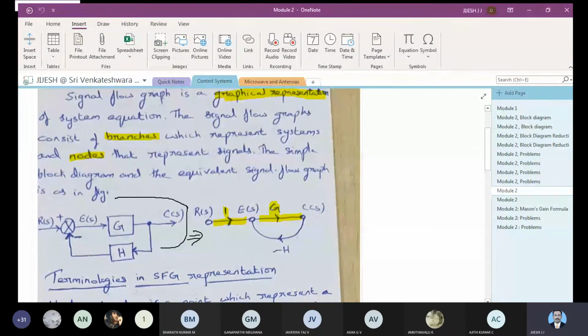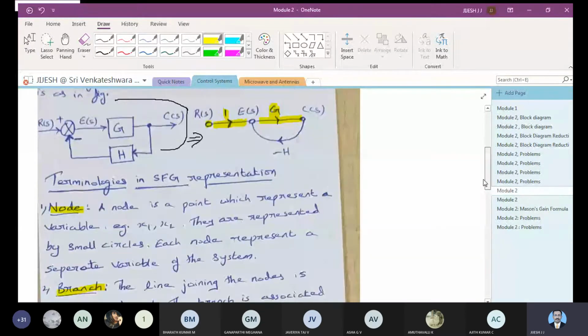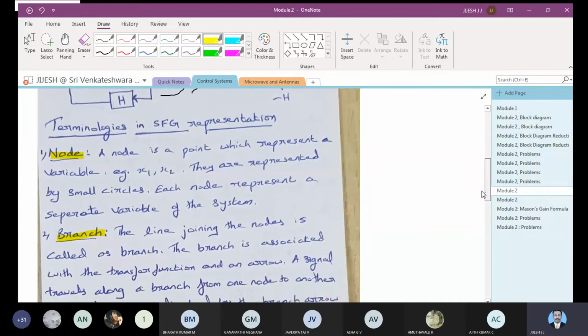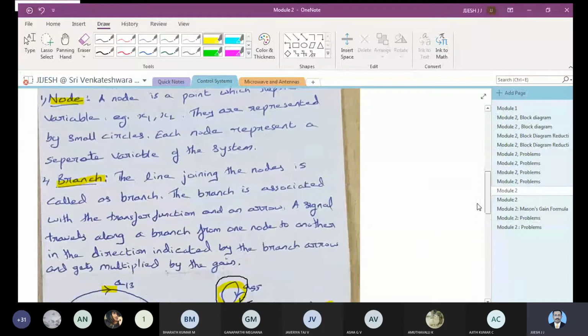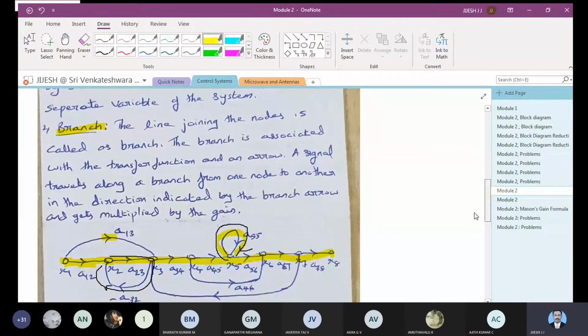These things we have discussed in the previous class. This circle represents the nodes, and these lines with the arrow mark represent the branches. So this much at least you should know. If you have not attended the previous class, I thought of just briefing you on these things. We have studied the terminologies of SFG, where you have seen the nodes, branches, and all that I have discussed with you. And then we moved on with the input and output node.